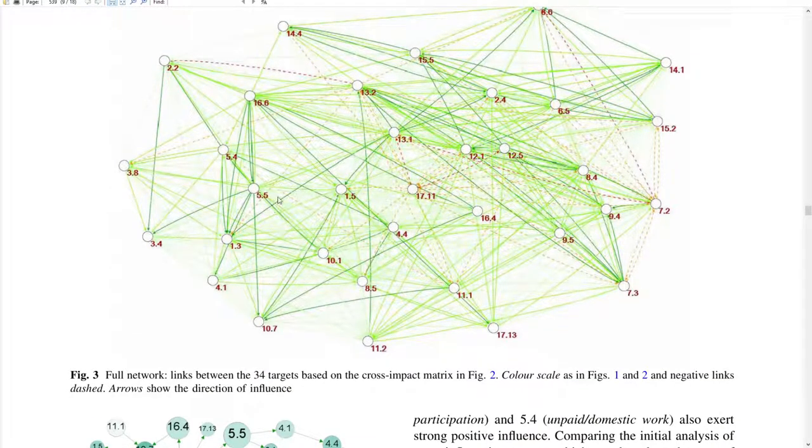Figure 3 has a bunch of positive and negative links, all the positive ones, plus 1, plus 2, plus 3, as well as the negative ones. The dashed ones are the negative. So this red one is a minus 3. I think there's also an orange. And the green ones, the darker the green, the stronger the influence. So 11.2, we see that we have a link going towards 13.2. This means that 11.2 is influencing 13.2 in a positive manner, and it seems like it's a plus 2 or plus 3 kind of influence.